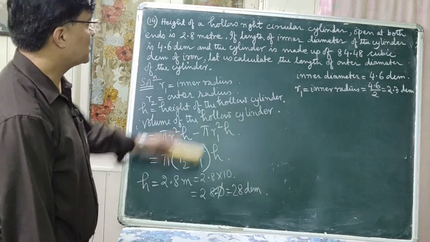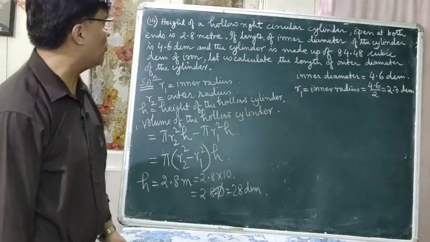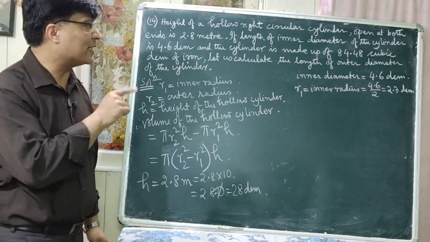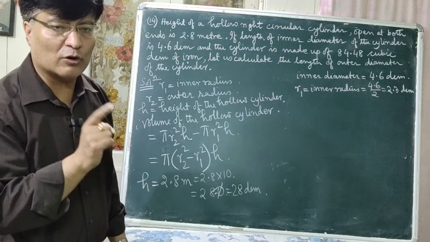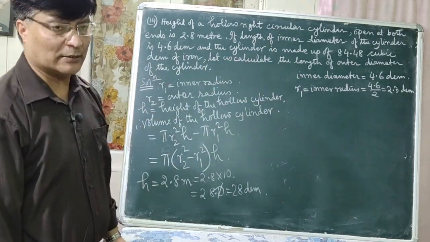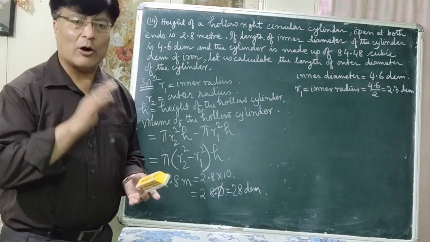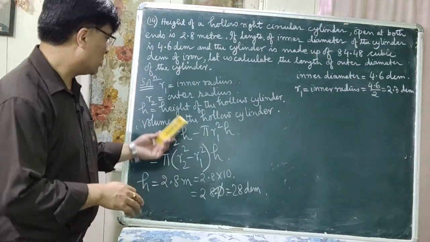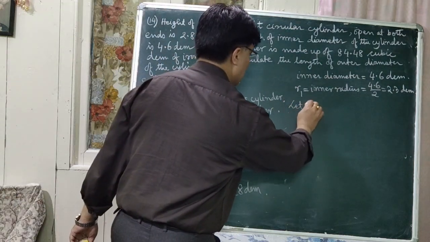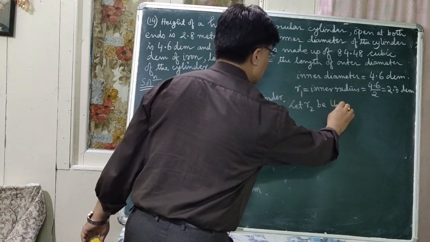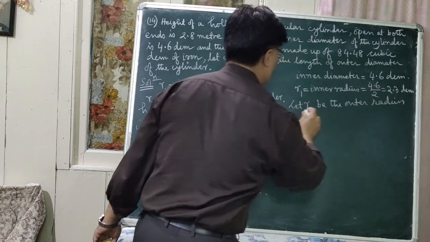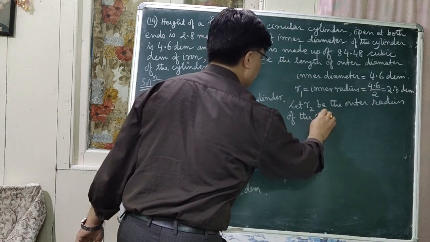And now the cylinder is made up of 84.48 cubic decimeter of iron. That is the volume. So you should understand that this is the volume of the hollow cylinder. Let us calculate the length of the outer diameter of the cylinder. So let us assume the outer radius of the cylinder, let R2 be the outer radius of the cylinder.